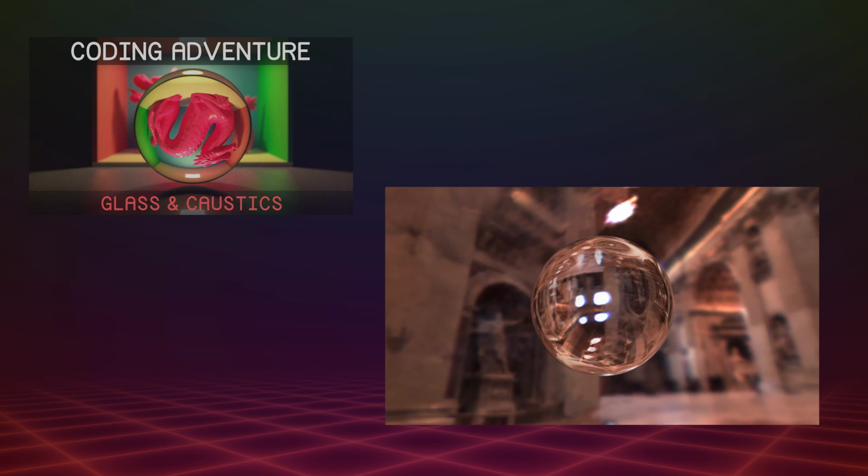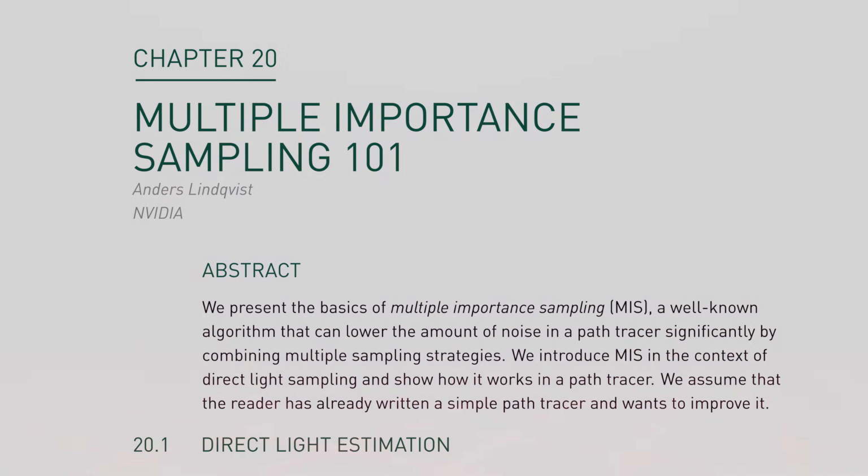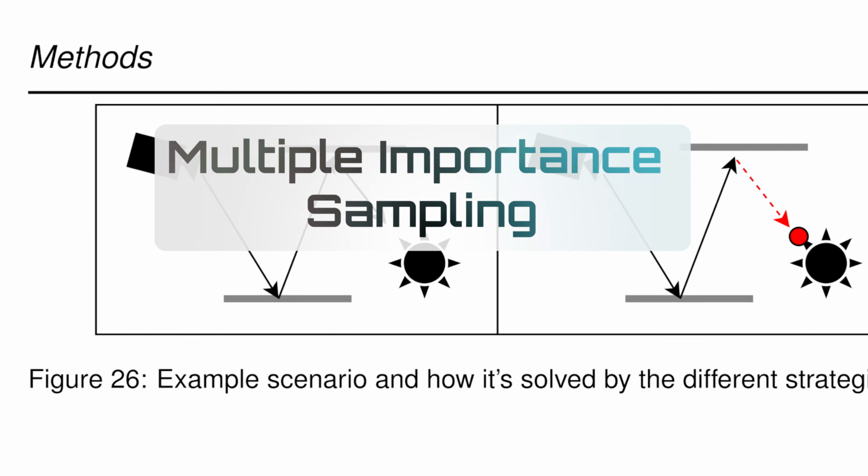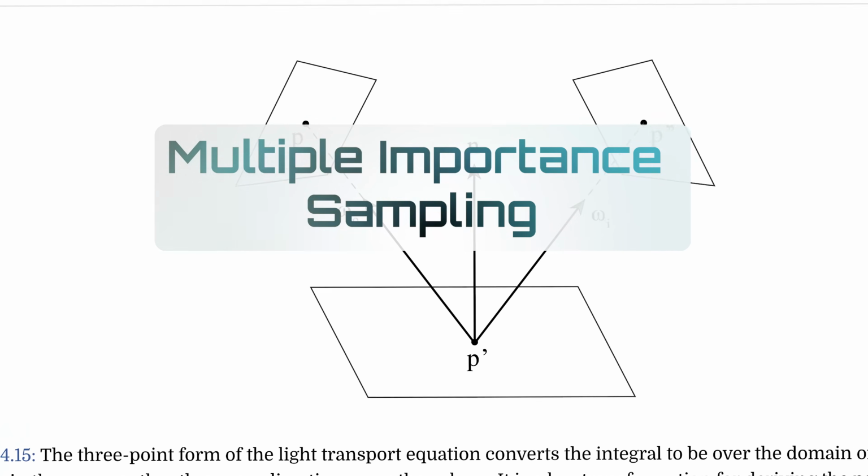But since basic path tracing is incredibly inefficient at finding the light, we are going to fix that. We are taking his code and implementing a technique called multiple importance sampling to optimize rendering.